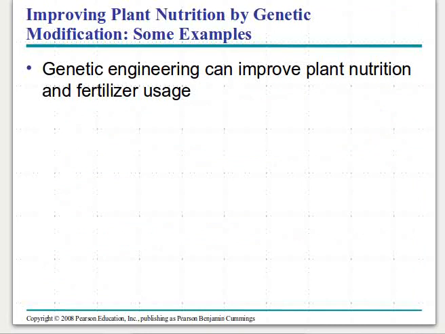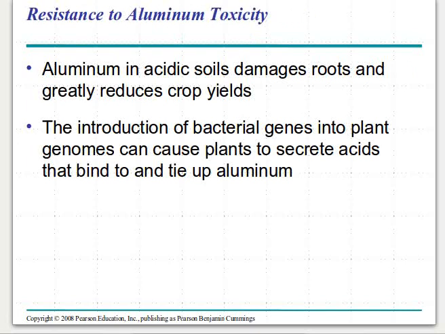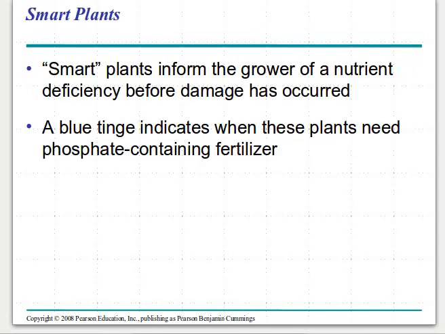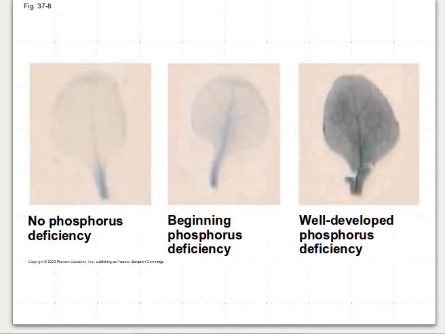And so there is a way to use genetic engineering to be able to meter your fertilizer usage. We're not going to be talking much about that in class, but just know that it's there. And you can also build resistance to aluminum toxicity, flood tolerance. There's a bunch of different ways to do this. So we're not going to talk about that in this particular class, but it is there.